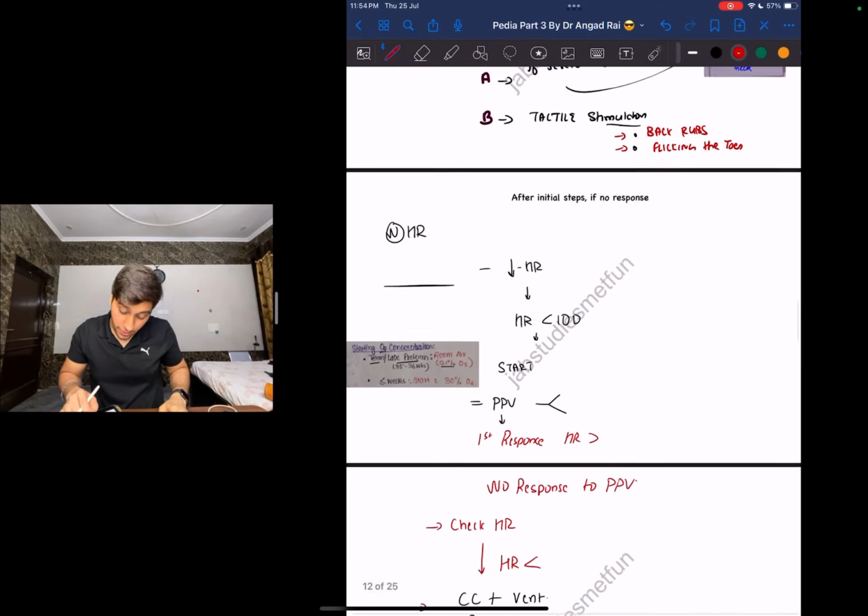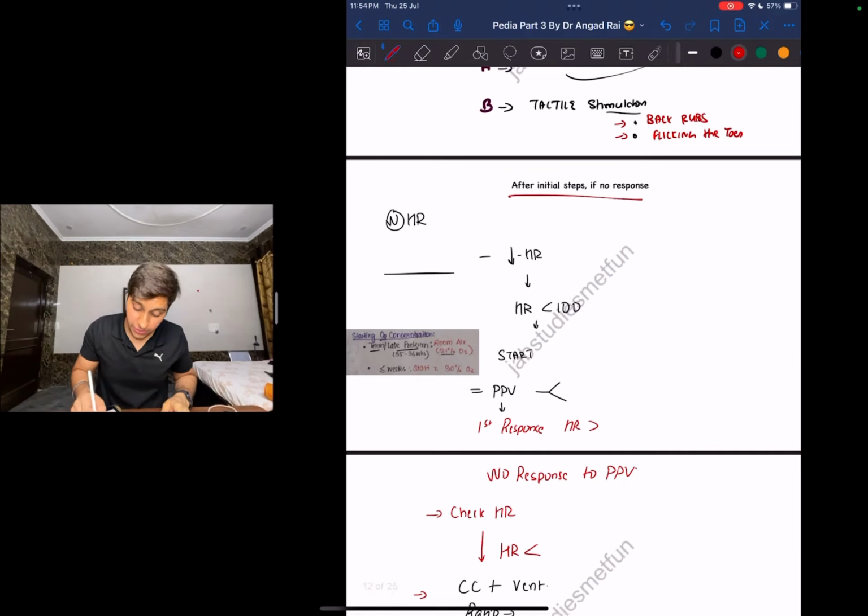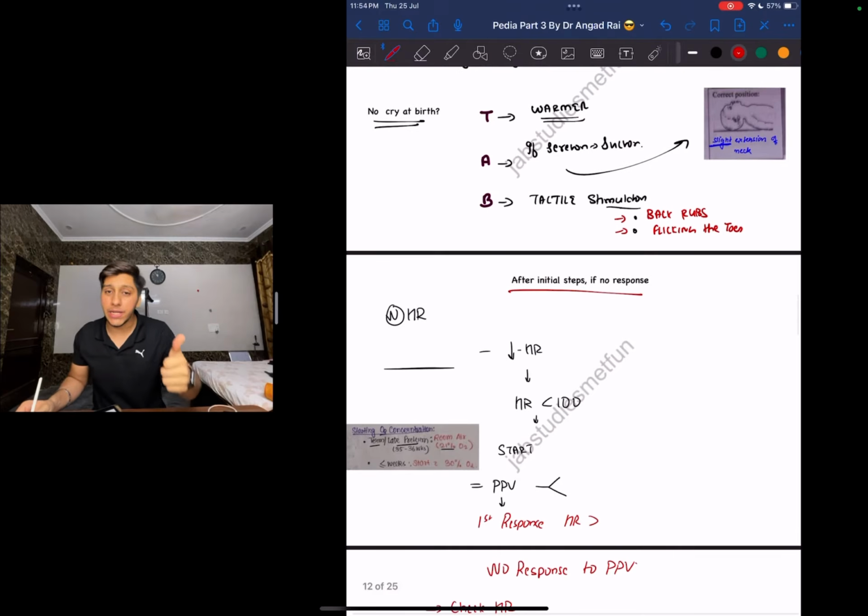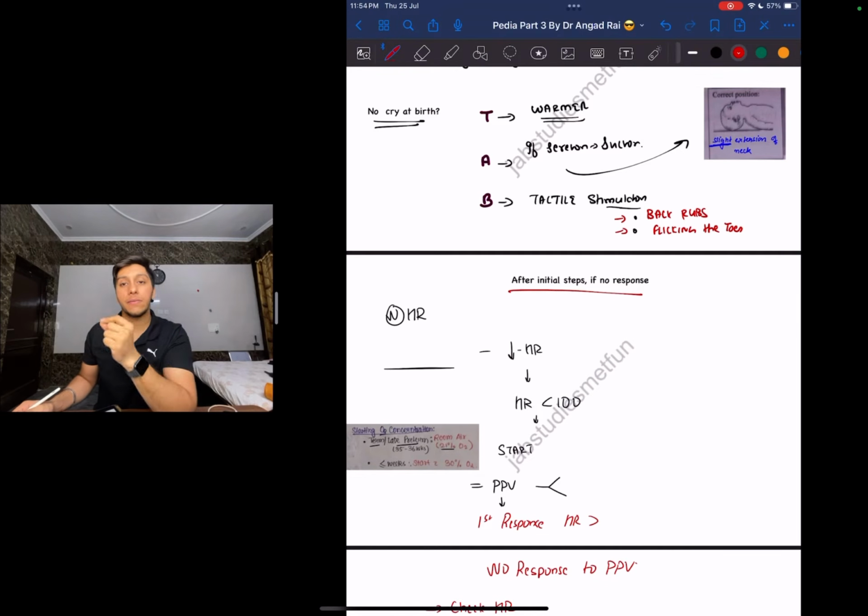Anyway, after the initial steps, we've done the TAB: temperature, airway, and breathing. First, you kept the patient in the warmer. A is airway, put the head up. B is breathing, which is done by tapping the back or flicking the soles. Even after this, if the baby is not breathing, now you have to start thinking that resuscitation has to start.